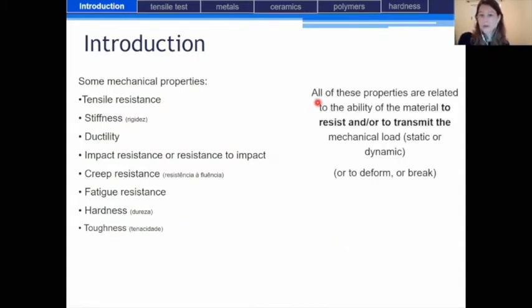But in every case, all these properties are related to the ability of the material to resist and or to transmit the mechanical load. And this mechanical load can be either static or dynamic. And so we should understand if submitted to a specific mechanical load, if the product will be deformed permanently, or if it can recover its shape after we remove the mechanical load, or if it will break. And so that's why it is important to understand these mechanical properties.